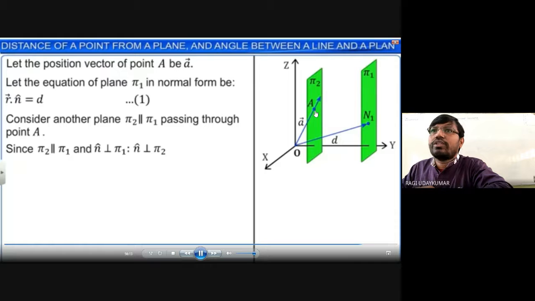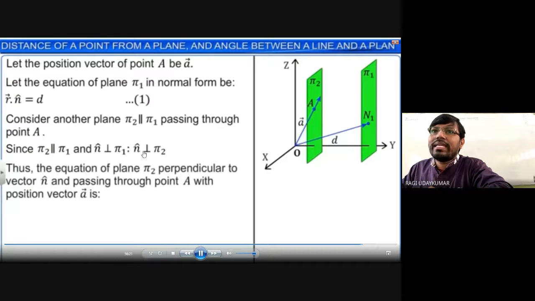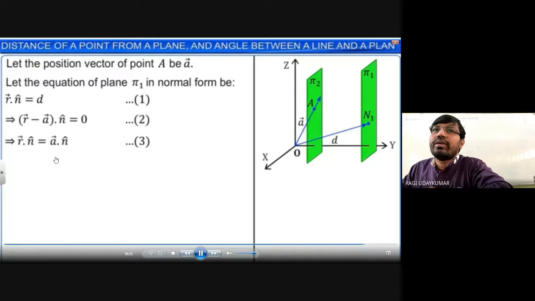To find out the distance, consider another plane. Since pi2 is parallel to pi1, this n cap is parallel to pi1 and n cap is parallel to pi2 also. So the equation of pi2 is perpendicular to the n cap also. So this pi2 is also perpendicular to the n cap and passing through the point. Then the equation of a plane passing through the point and perpendicular means you are going to get r bar dot n cap is equal to a bar dot n cap.